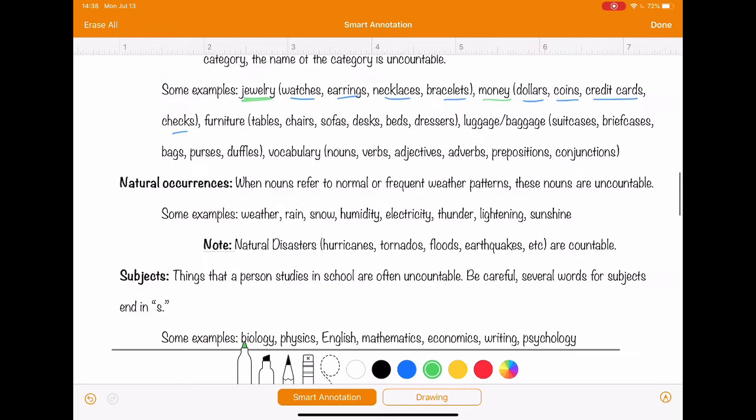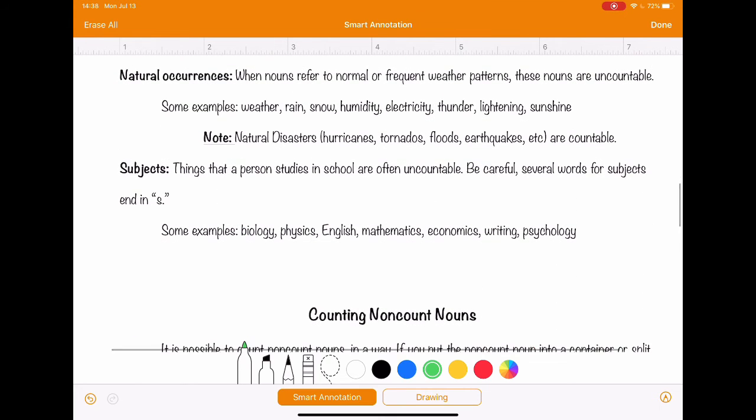All right, the next category is natural occurrences. When nouns refer to normal or frequent weather patterns, in other words, weather that we see all the time, these nouns are uncountable. Some examples of that would be weather, rain, snow, humidity, electricity, thunder, lightning, sunshine. Those are all normal weather patterns, so those are all uncountable.